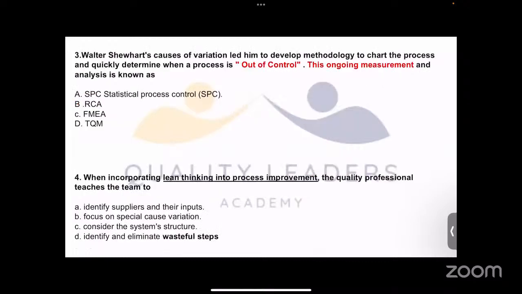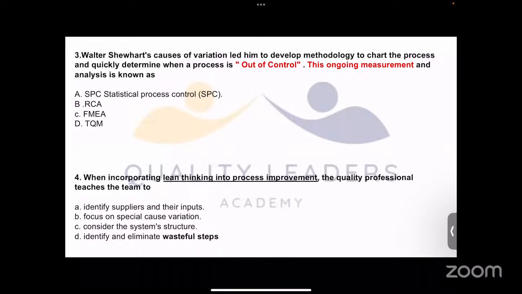Number 3, Walter Shewhart's study of causes of variation led him to develop a methodology to chart the process and quickly determine when a process is out of control. This ongoing measurement and analysis is known as A, SPC, Statistical Process Control, B, RCA, C, FMEA, D, TQM. What's the answer here?